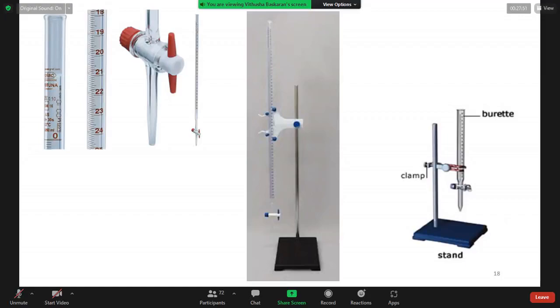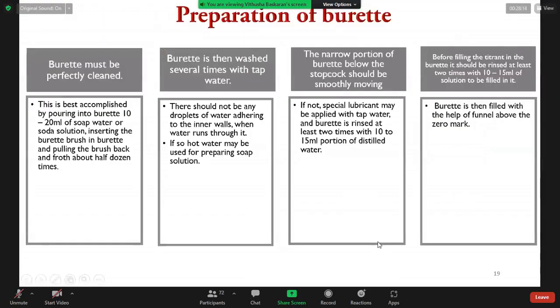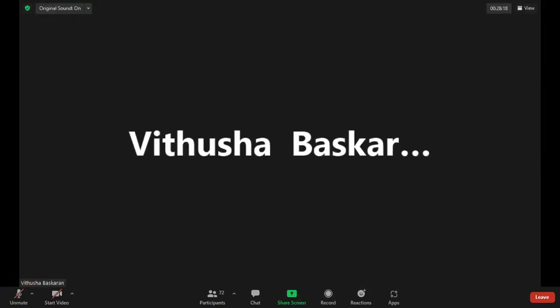And here you can observe a stopcock. This is a stopcock which is provided to facilitate control of the flow of liquid. So you can control the flow of the liquid using this stopcock. And it is provided with a stand. And we will see the preparation of the Buret in a video.